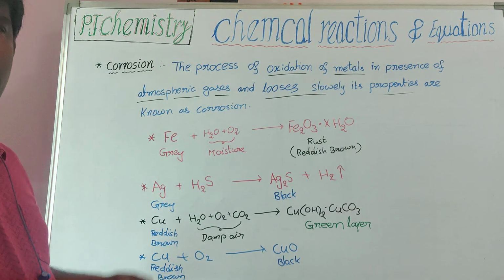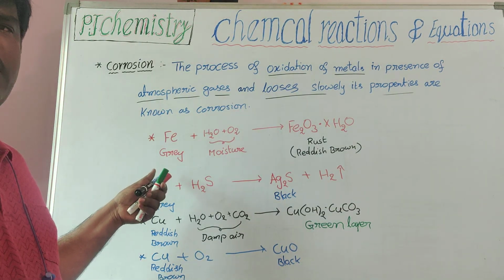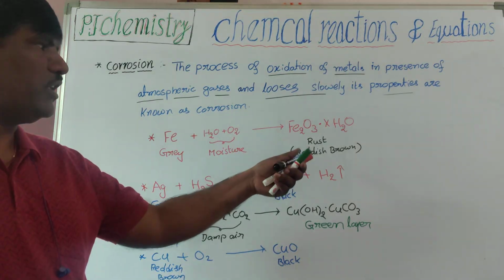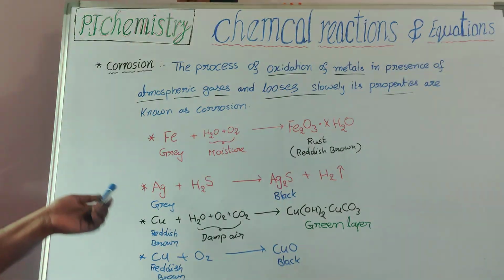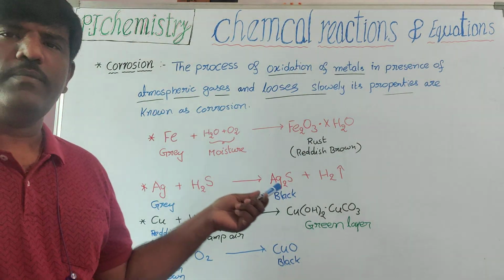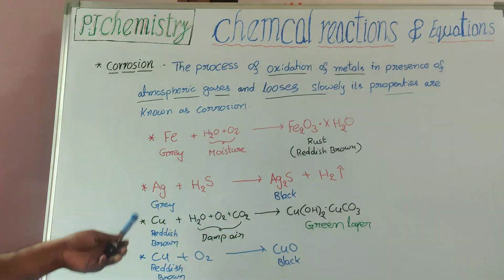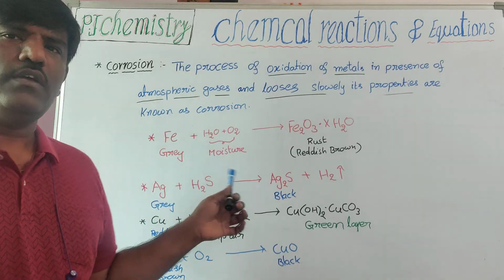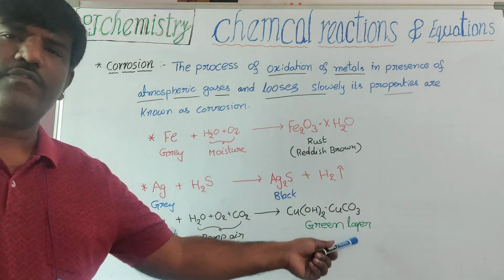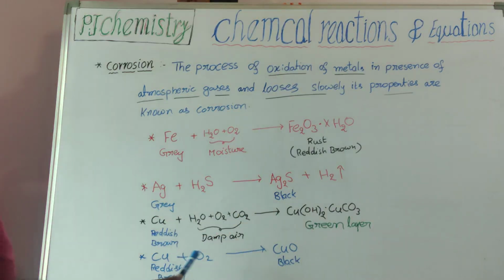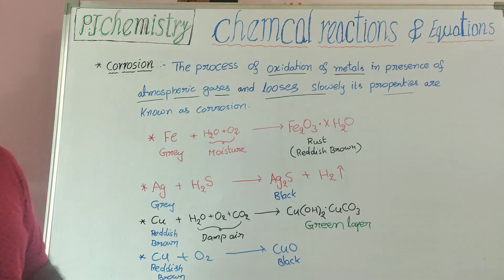When iron gets corroded, rust will form, a reddish brown color. Next, when silver gets corroded, a black layer will form, that is silver sulfide, Ag2S. When copper gets corroded with damp air, a green layer will form. Only with oxygen, a black color layer will form.